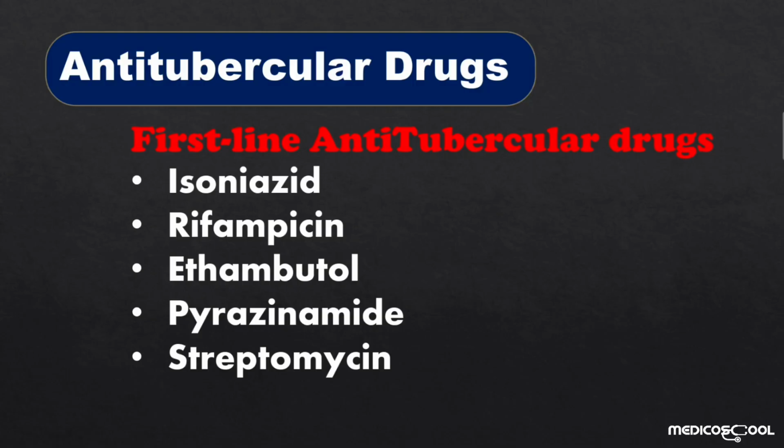So, as we have started the anti-tubercular drugs, and in the anti-tubercular drugs we are studying about the first line anti-tubercular drugs. So today we are going to study about rifampicin. We have already studied or recorded the lecture regarding isoniazid. So today we are going to study about rifampicin. So let's start.